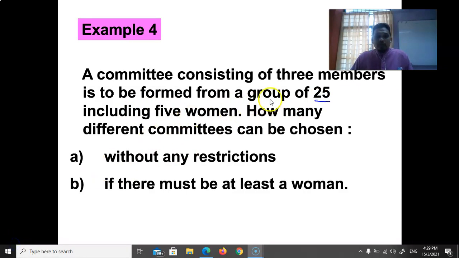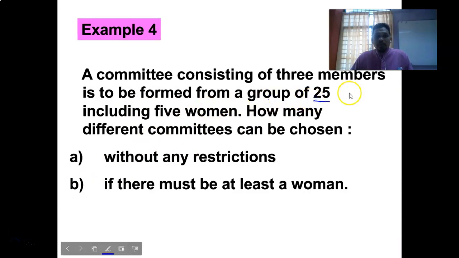Okay. From a group of 25, including 5 women, meaning there are 20 men and 5 women. So the total is 25. Out of these 25, we choose 3 members to be formed from a group without any restriction.